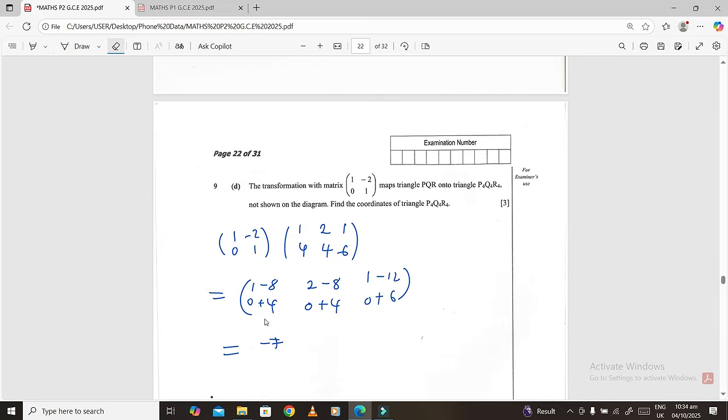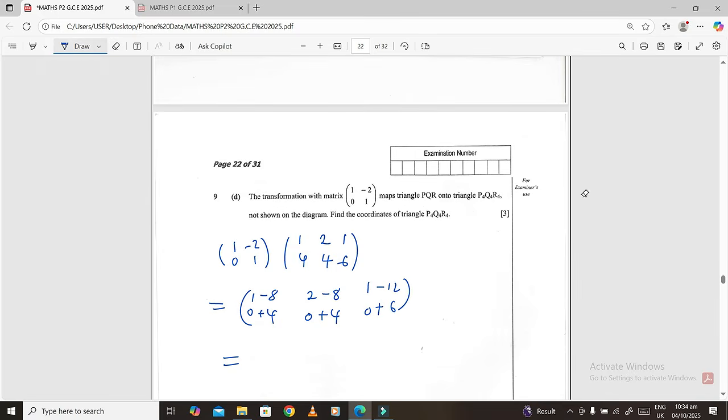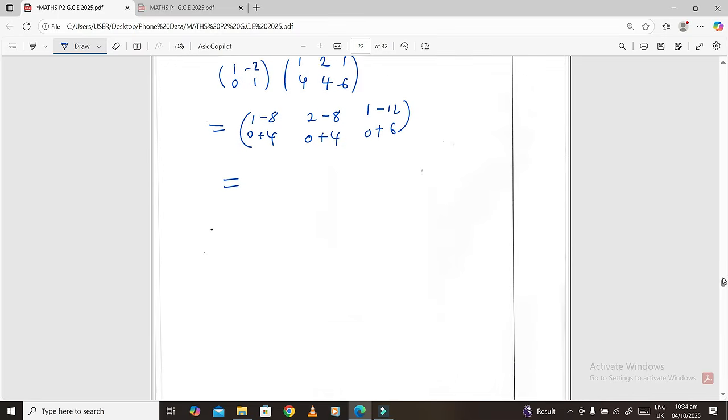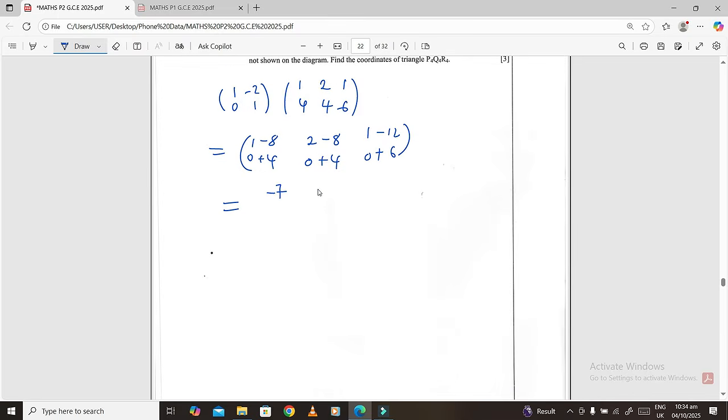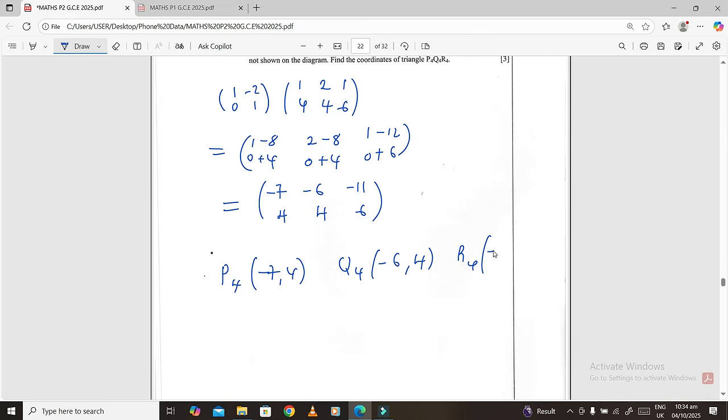Okay, so let me do nicely. So here the idea or the skill that you need to know is just for multiplying. This is a negative 7, negative 6, and negative 11. Down here it's a 4, 4, 6. So we can say for P4, the coordinates are negative 7, 4. Q4 is negative 6, 4. And R4 is negative 11, 6. So these are the coordinates.